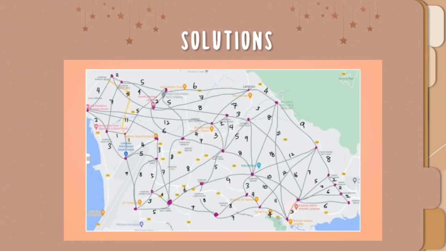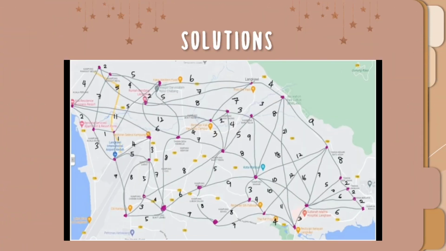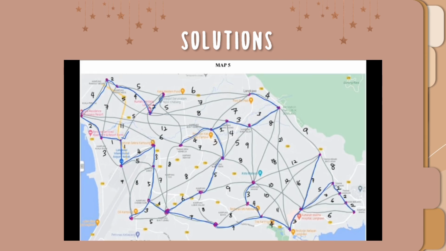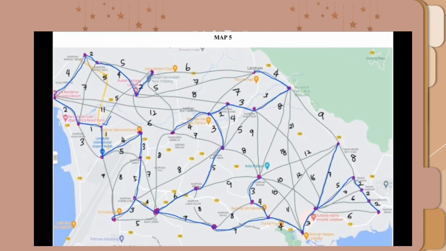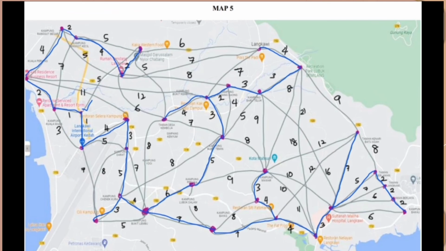Next, I will explain about this map. Our map for case study 1 is map 5. This is the diagram tree we got from the map. For this map, we have applied Prim algorithm techniques to solve it. Firstly, we count how many vertices there are on the map. On this map, we have 32 vertices.